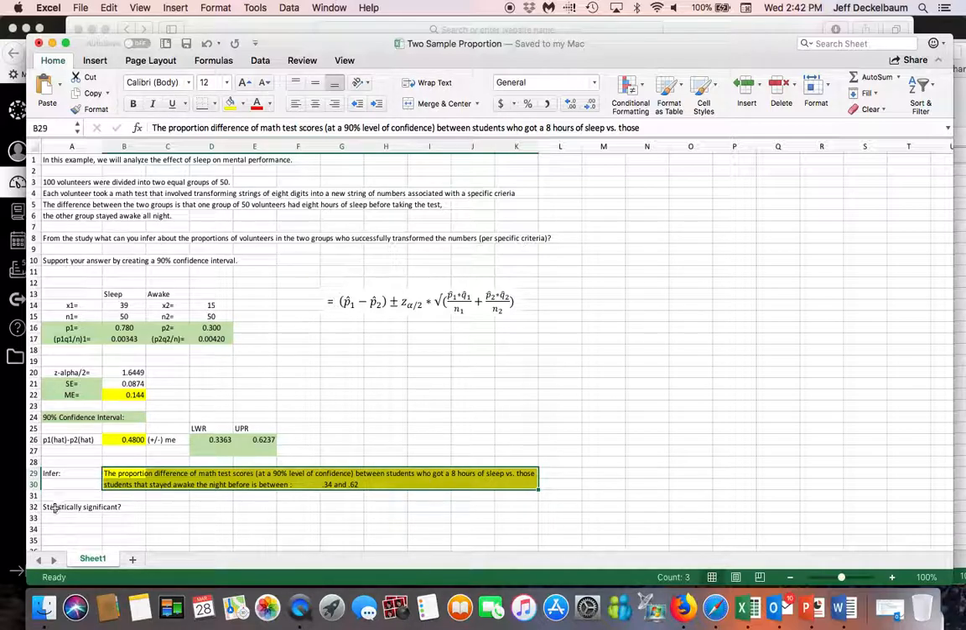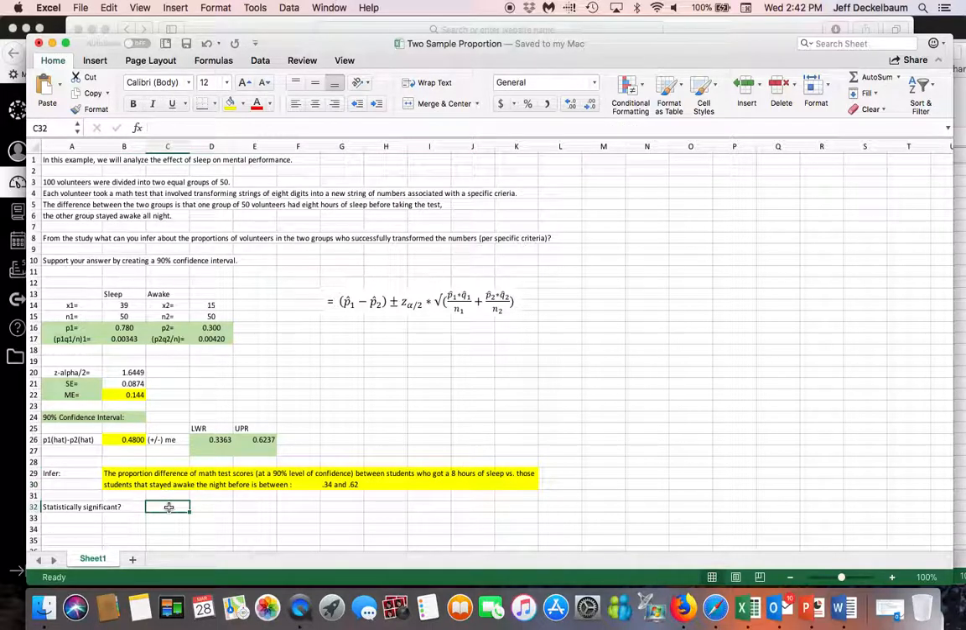The question is, now, is this statistically significant? And the answer is yes. The reason it is statistically significant is because this confidence interval does not go through 0. Clearly, P1 is greater than P2, and that lower to upper bound for the proportion difference is between 0.34 and 0.62. That concludes this video.